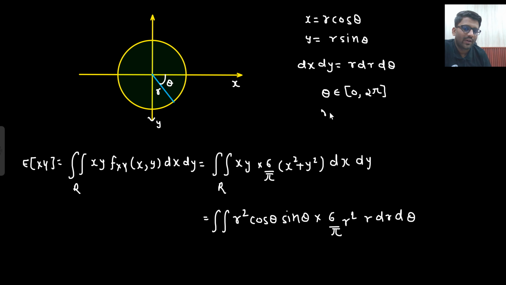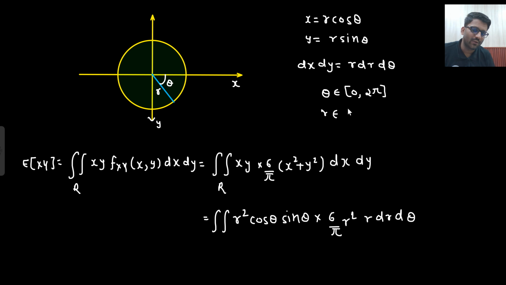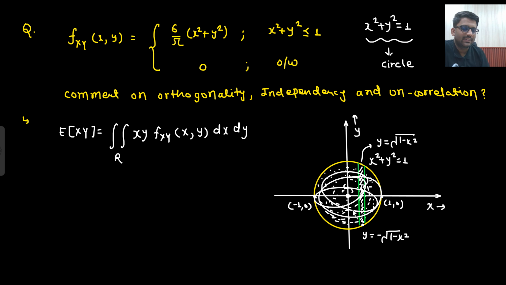And from where to where your r will go? R will go from 0 to 1. What is the radius here? Radius is 1. What is the radius of the circle? That is 1. So r will go from 0 to 1 and theta is going from 0 to 2 pi. So complete disk you will be covering. Basically this is the disk, no? It is like a disk. So this is what you need to do.